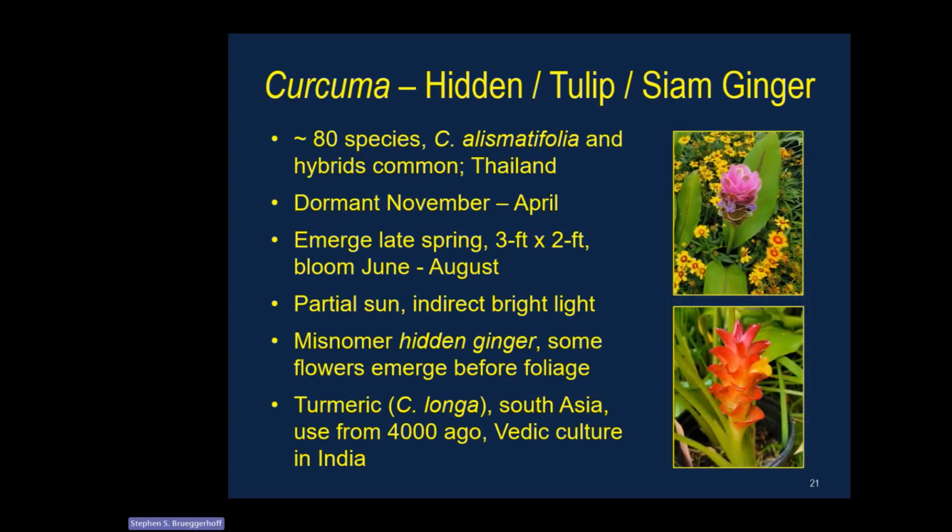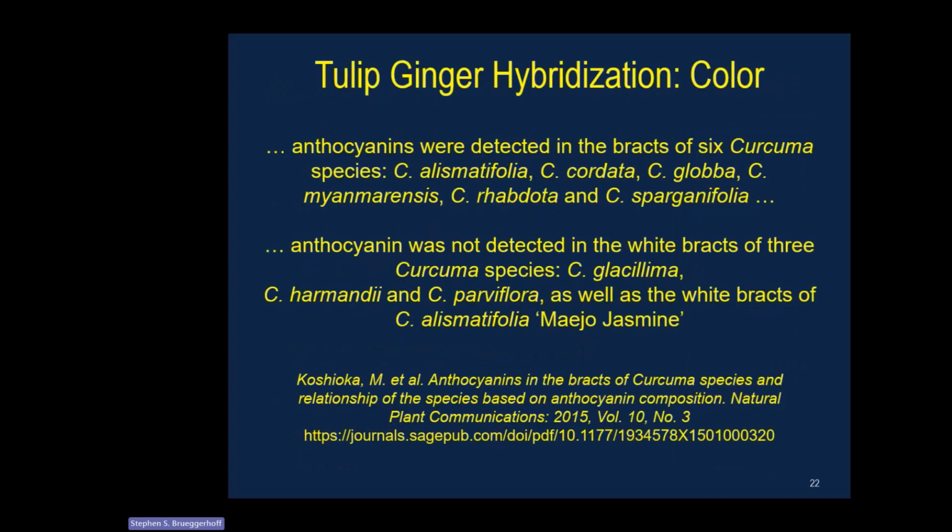So these are pictures that I took of my plants and of landscape plants that I've found in Hermann Park. They're just outstanding. They come in a variety of colors. They've been developed over time. So a little bit about tulip ginger hybridization, the color. I extracted these excerpts from this particular publication, so you'll bear with me as I fumble through this. As far as hybridizing these plants, anthocyanins.